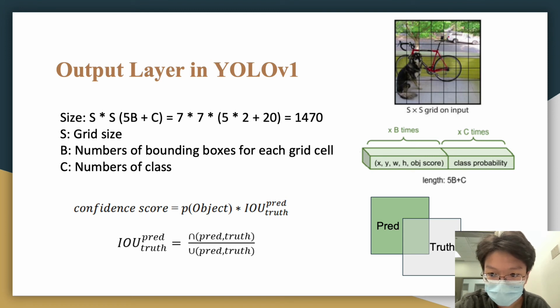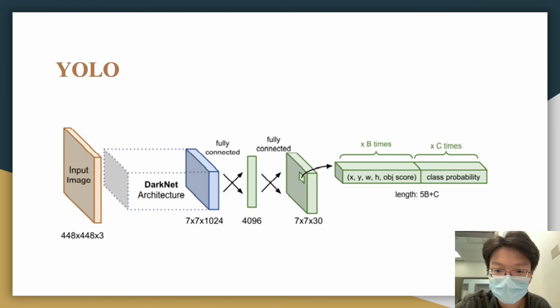So the size of the output layer can be calculated by this equation. This equation defines the confidence score, where P(object) is the probability of an object inside of the cell, and IOU is the intersection over union of the prediction box and the ground truth box.